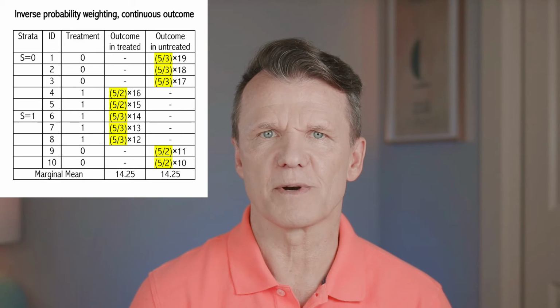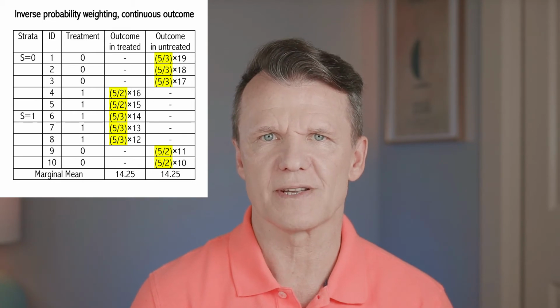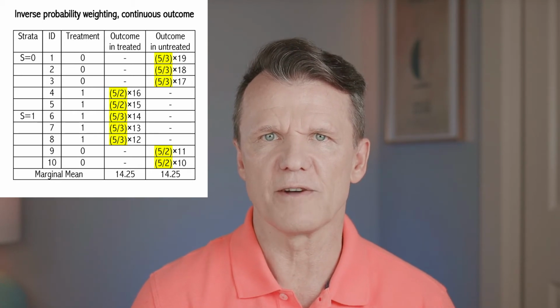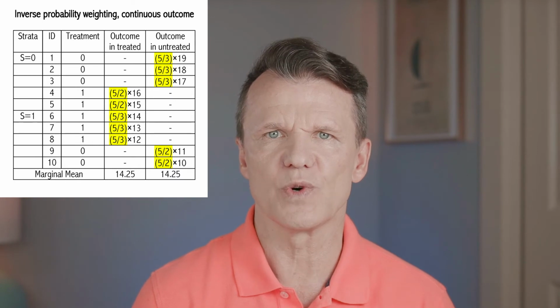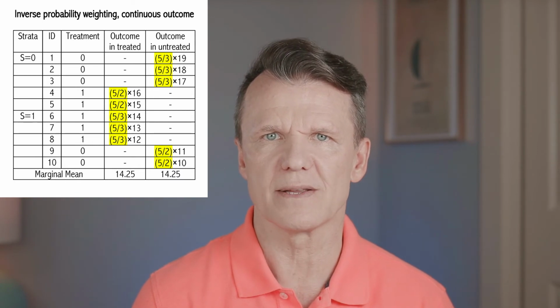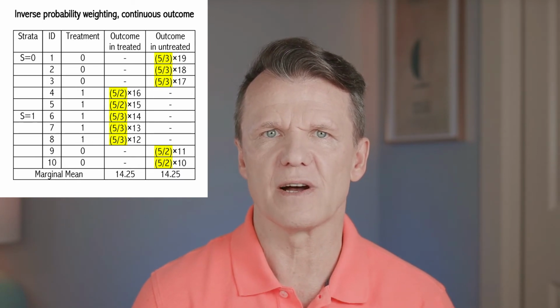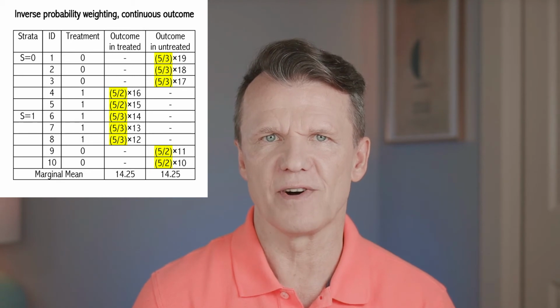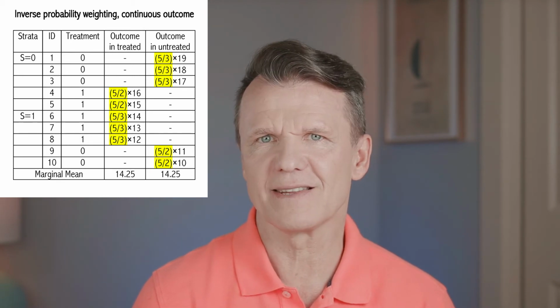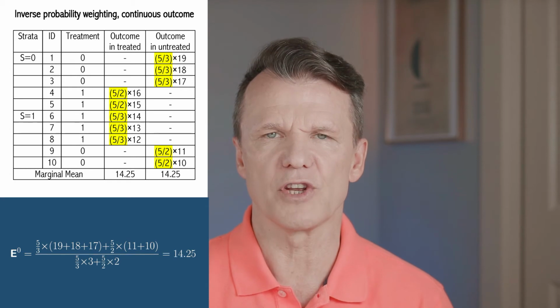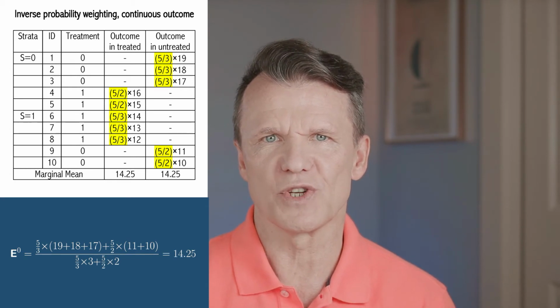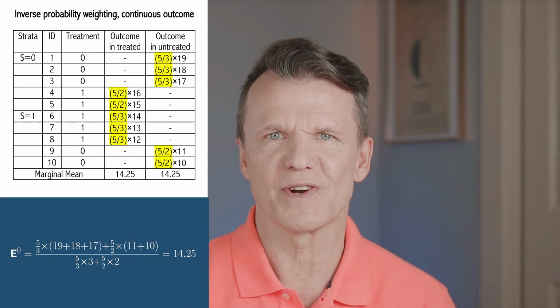Next, the treatment probability for untreated. It's 3 out of 5 for S0 and 2 out of 5 for S1. Weights for the strata are 5/3 and 5/2. Again, the marginal mean is the average of weighted outcomes, which is 14.25 as well.